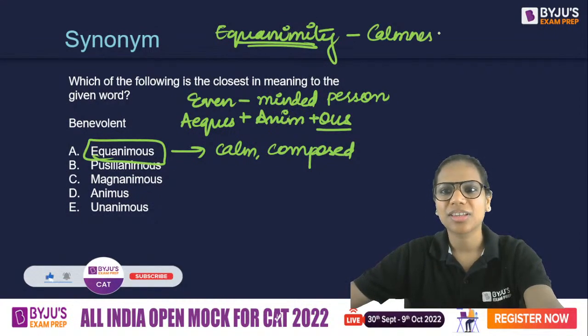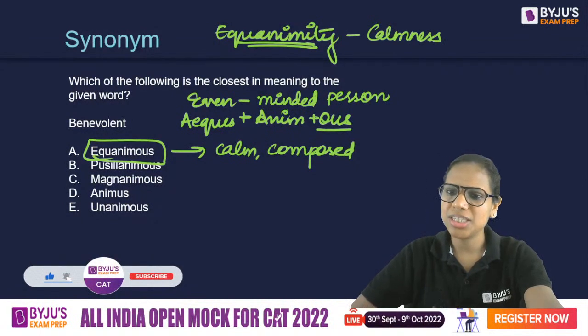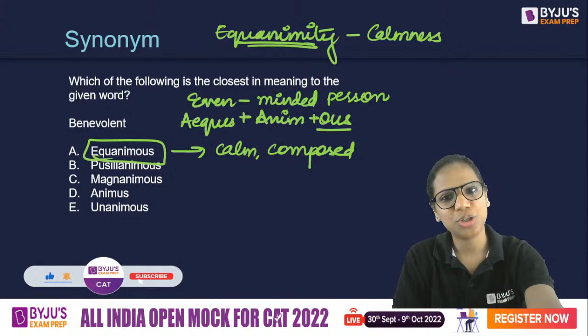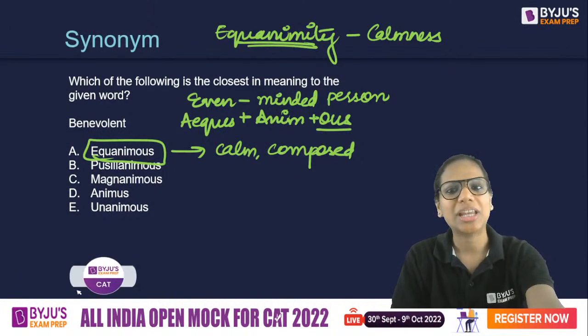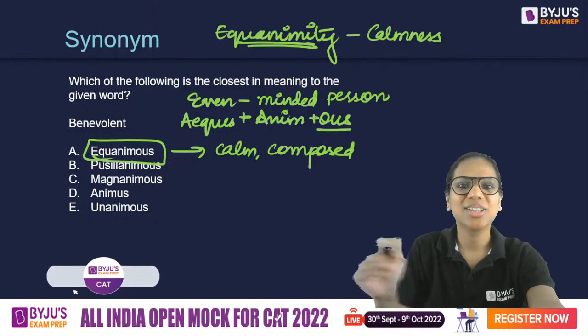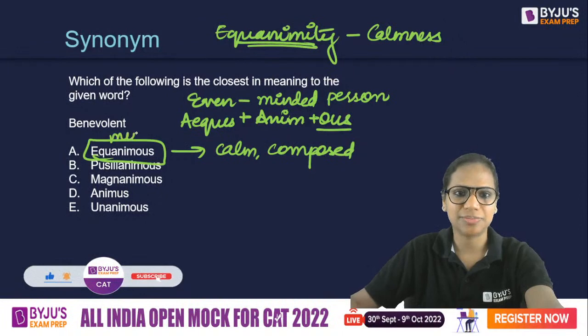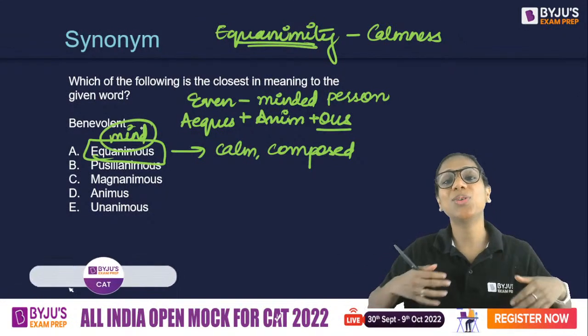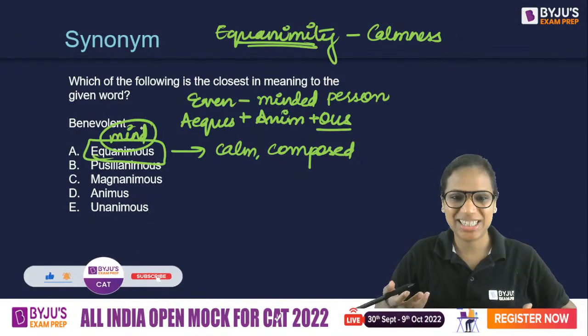Right? Equanimity, calmness, quiet, composure, somebody who's at peace, right? And equanimous is the quality. OUS means having the quality of. All right. So here it means mind. So see, even one root can have multiple meanings. Okay.